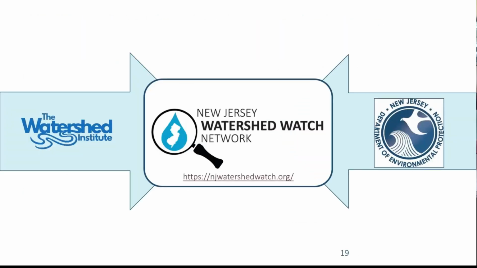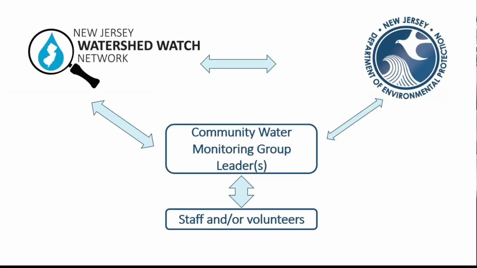So as Erin mentioned, we work between the Watershed Institute and the Department of Environmental Protection on a program called New Jersey Watershed Watch Network. It's funded by a grant from DEP to the Watershed Institute. And just to clarify, there's communication and working together between the department and the Watershed Watch Network. And we usually communicate with the group leader of your community water monitoring group, and that group leader directly interacts with these, whether you have staff or volunteers of your group.